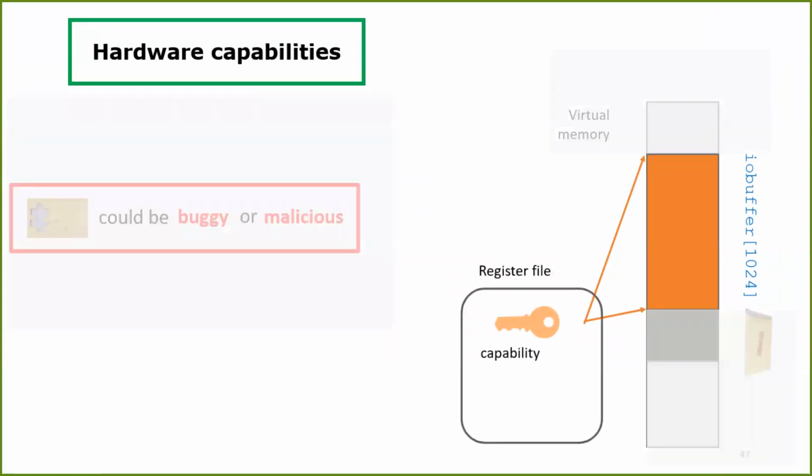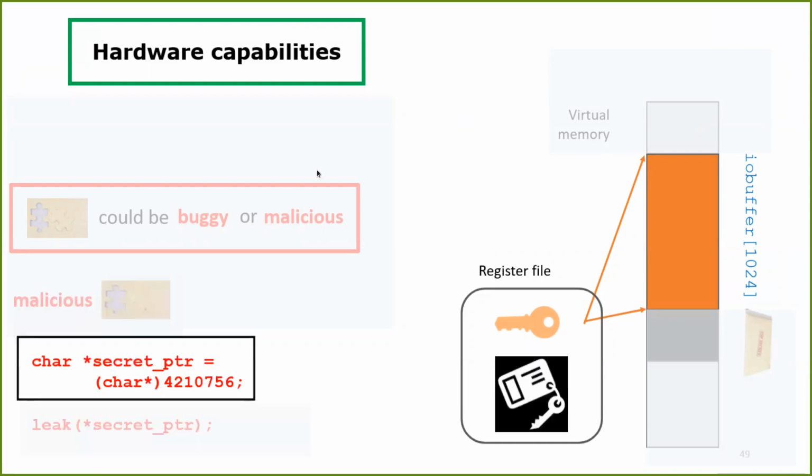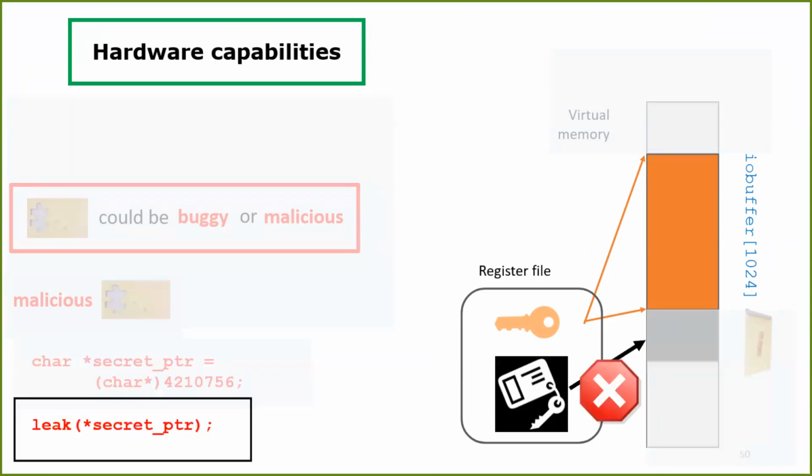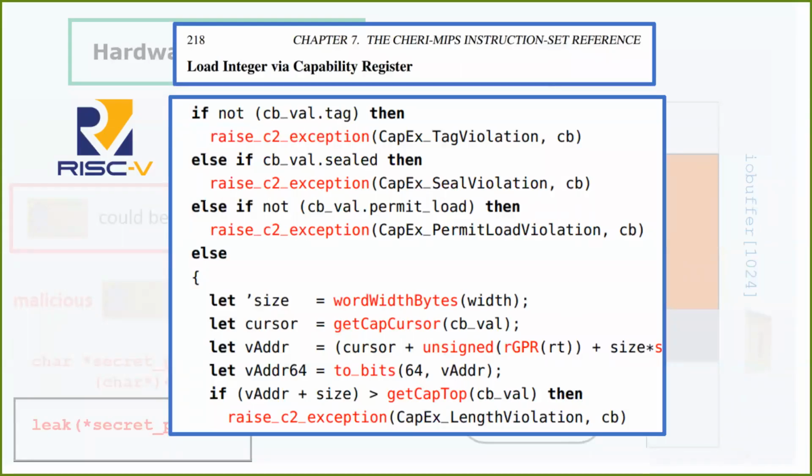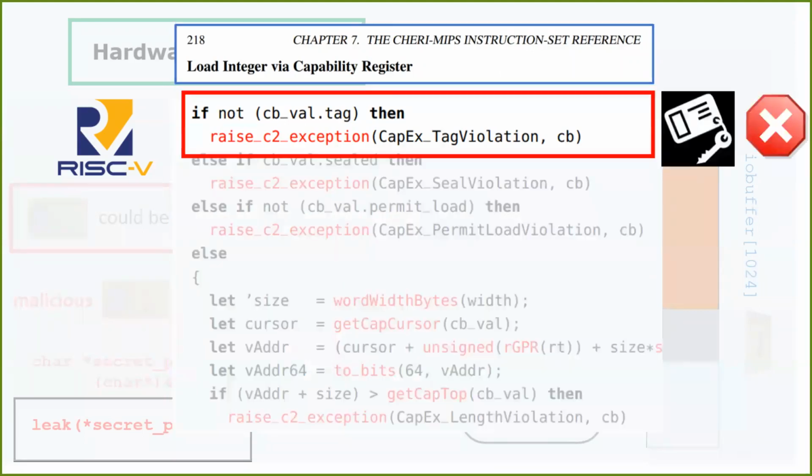The compiler and the loader will both ensure that when the library is called, the only capability it has is the orange capability that enables it to access the I/O buffer, but not the secret. If the library is malicious and it casts an integer to a pointer, the unforgeability property will ensure the cast does not result in a valid capability and instead results in a capability with an invalid tag attached. And the subsequent dereference of such a capability will fail. More concretely, in the semantics of the CHERI RISC-V load instruction, there is a check that will raise an exception due to the lack of a valid tag.